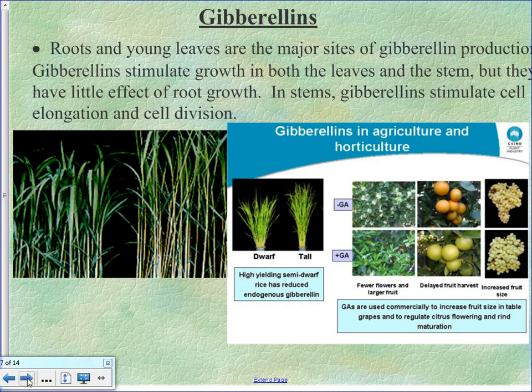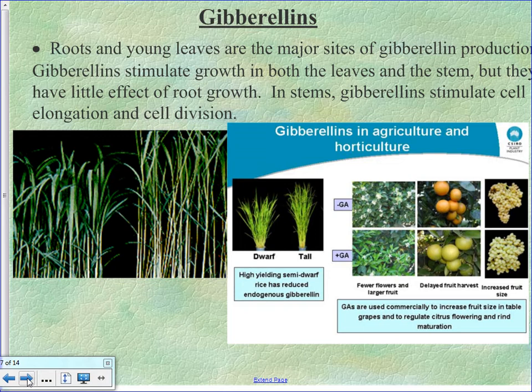Gibberellins. Okay, gibberellins are mostly produced in roots and young leaves, not so much in the shoots. What they allow is, well, that's where they're produced, but their effect is actually in the places they're not produced. Gibberellins stimulate growth in both the leaves and the stem, but they have little effect on root growth. Oddly, that's where they're produced, but they seem to get transported through the xylem with the water, and they affect stem growth quite a bit.